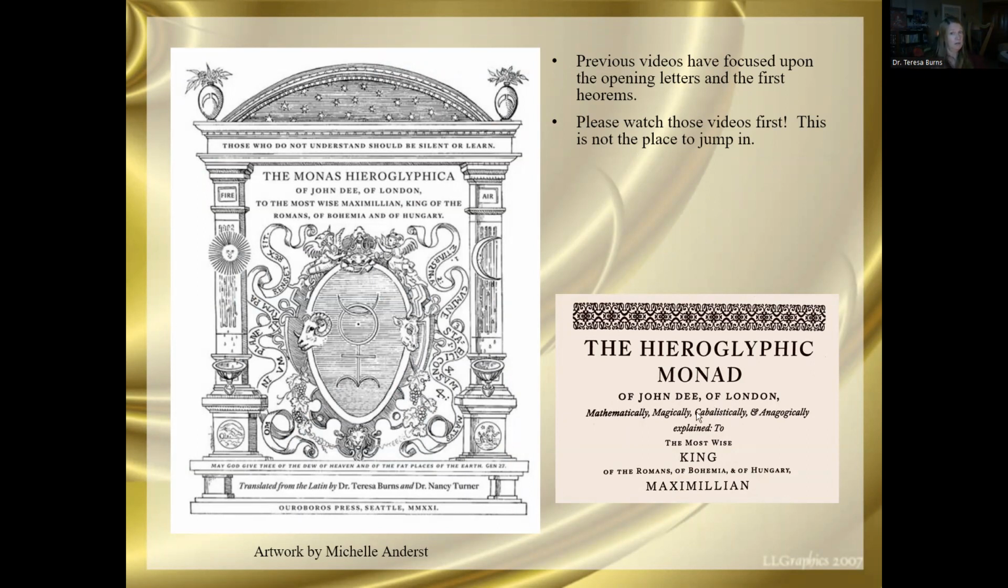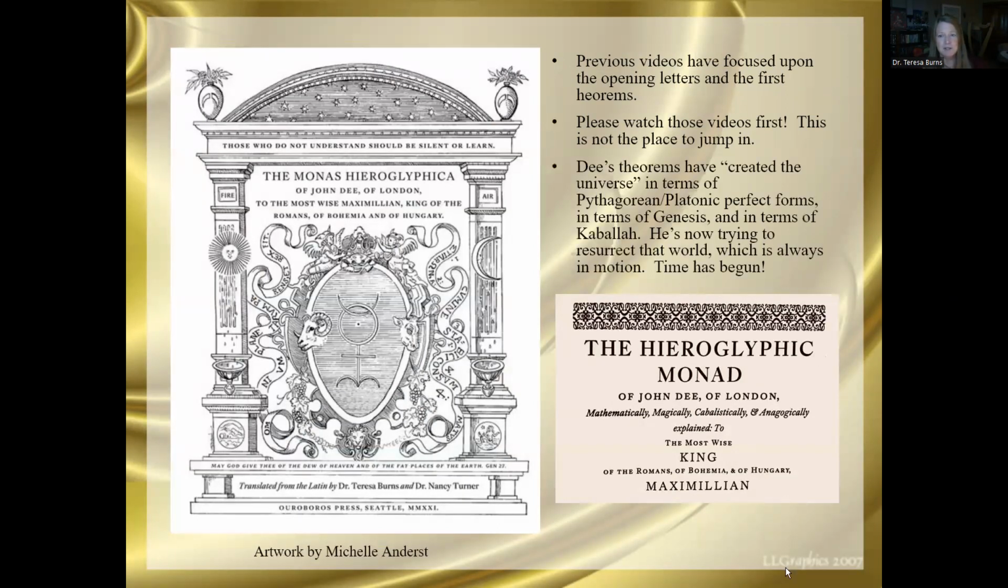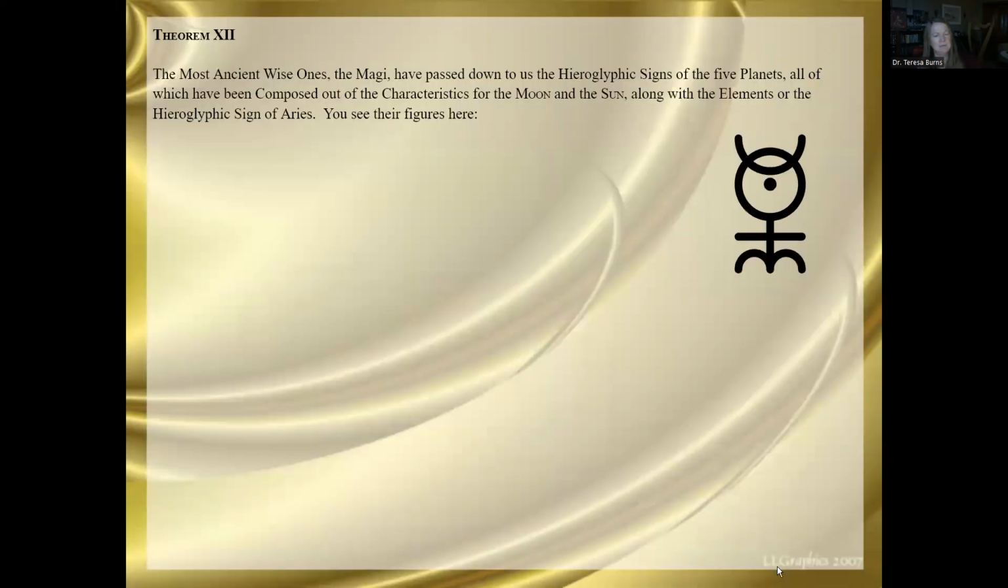Anyway, I'm assuming you've watched them. You know who John D is, you know what the monad is, and you have watched the earlier videos. We're looking at how D has first created the universe via sacred geometry with different cosmogenic texts, and now he is seemingly on a rush to the end of time. So let's go back to Theorem 12 and see what's happening.